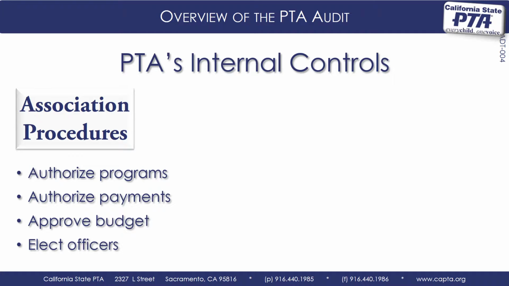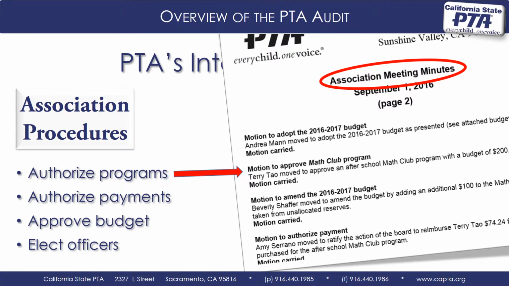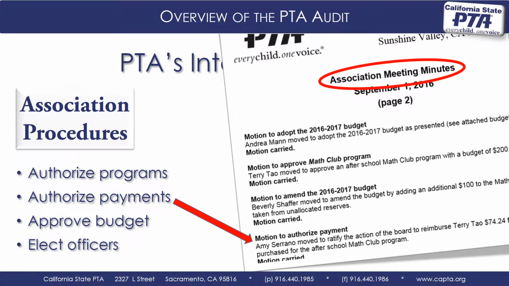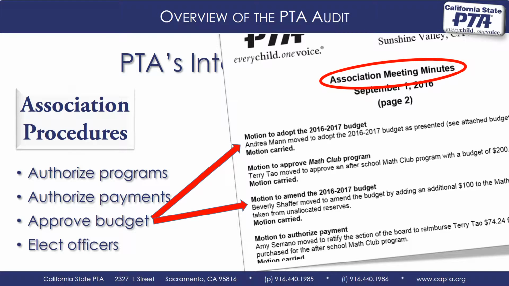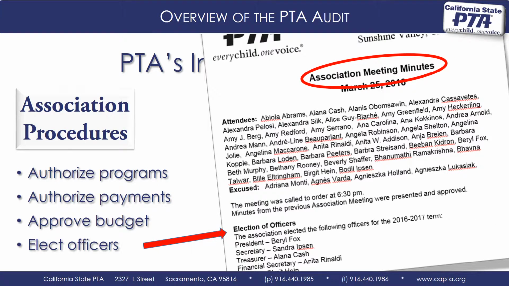Action is taken at association meetings and recorded in meeting minutes. Association members authorize all programs and fundraising events. Association members authorize all payments. Association members adopt the annual budget and approve any changes to the budget. Association members elect officers annually at the annual election meeting.